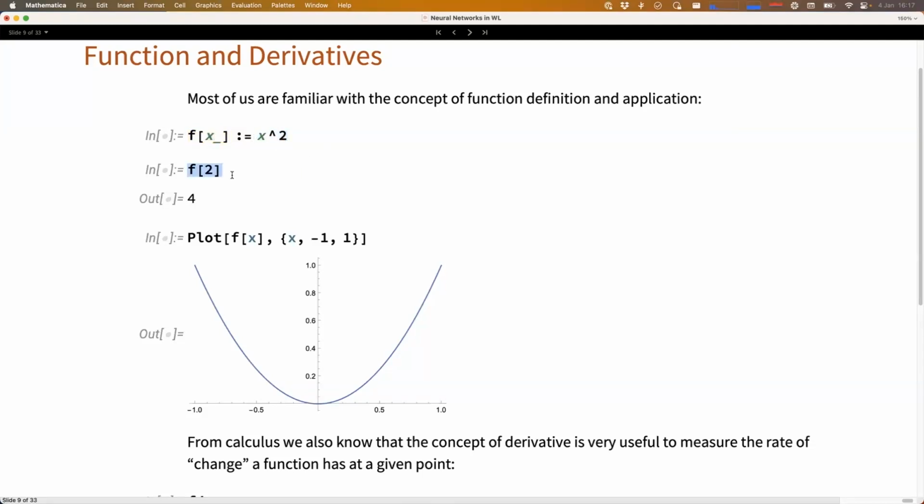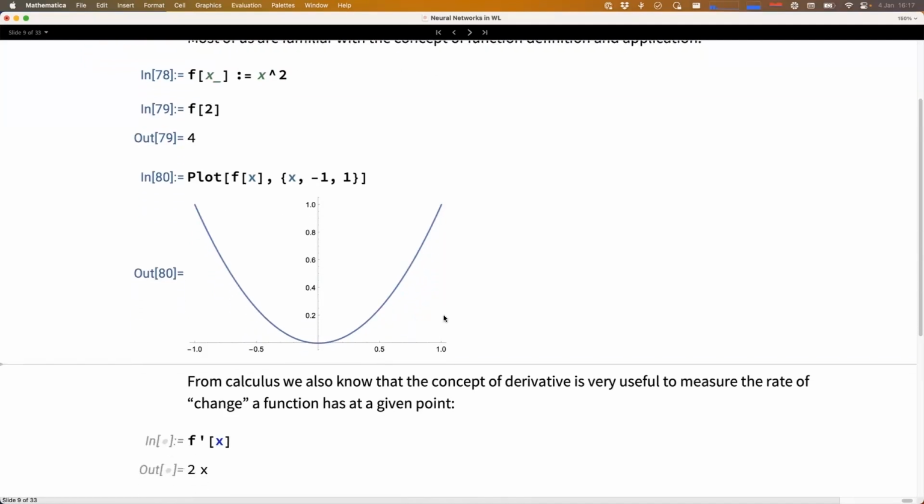So I can do function applications. Here I'm using a notebook, so this works in real time. I can apply the function to many elements and plot it. And from calculus, we know that if you want to measure how much the function changes at any given point, like I move from here to here, linearly of one step, how many steps do I move on this other axis? This is what the derivative, as a first order approximation, is telling me.